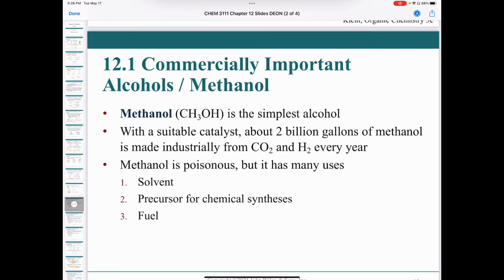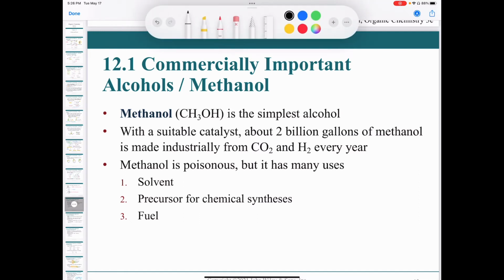Okay, let's turn our attention to some commercially important alcohols. These are going to be some alcohols that show up all the time in organic chemistry. The first one is the simplest possible alcohol that you can have, and that is methanol. Methanol is CH3OH. If we draw the complete Lewis structure, we have a carbon with 3 hydrogens attached to it. We have an oxygen, which has 2 single bonds, 2 lone pairs, and we have a hydrogen. So there's methanol, the simplest possible alcohol.